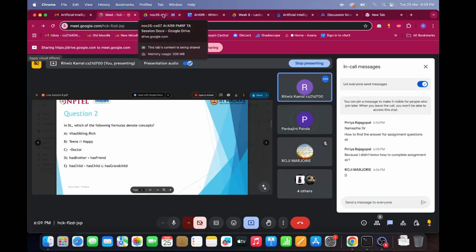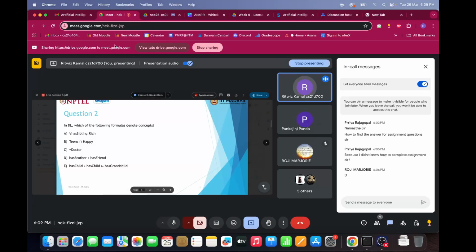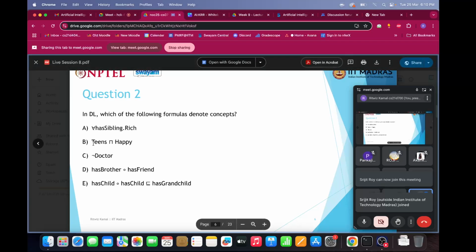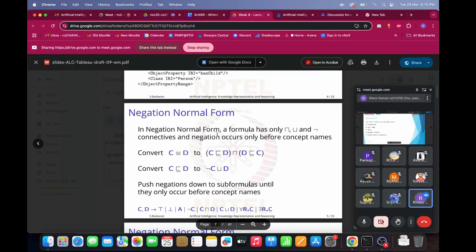Okay, let's go over the options. C. Okay, so we have a vote for option C. Let's go over the options one by one and see which of them are concepts. The first option says for all has sibling dot rich. This basically represents the set of all people who have a sibling and who satisfy the attribute rich. Similarly, option B, you can think of as an intersection of the set of people who are teens and people who are happy. Then option C represents the set of all people who are not doctor. The last two options though are not concepts, these are roles. Let me just try to explain that.